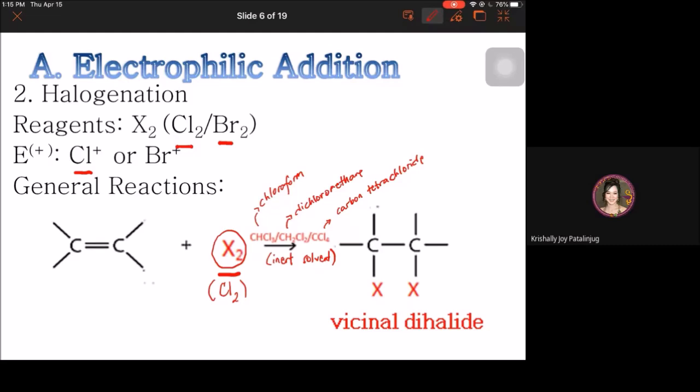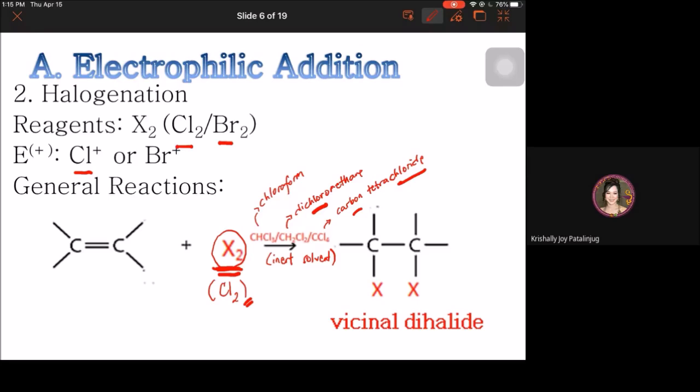So again, when chloroform, dichloromethane, or carbon tetrachloride is the inert solvent used, make sure that chlorine gas is the one being added. Because when tribromomethane, dibromomethane, or carbon tetrabromide is used, it means the electrophile or reagent being added is in the form of bromine gas. Okay?